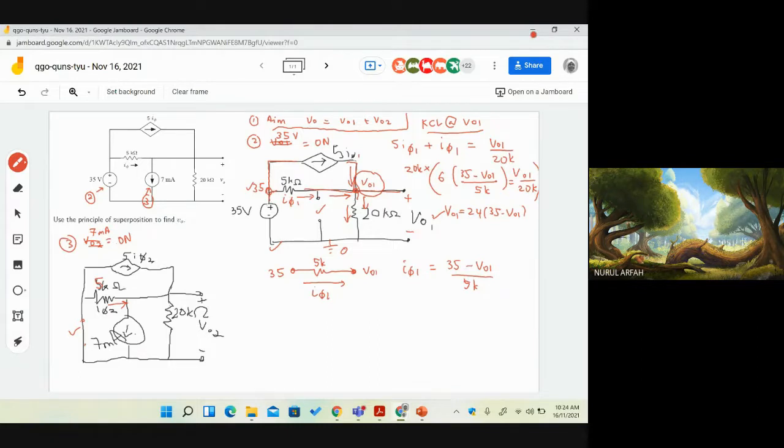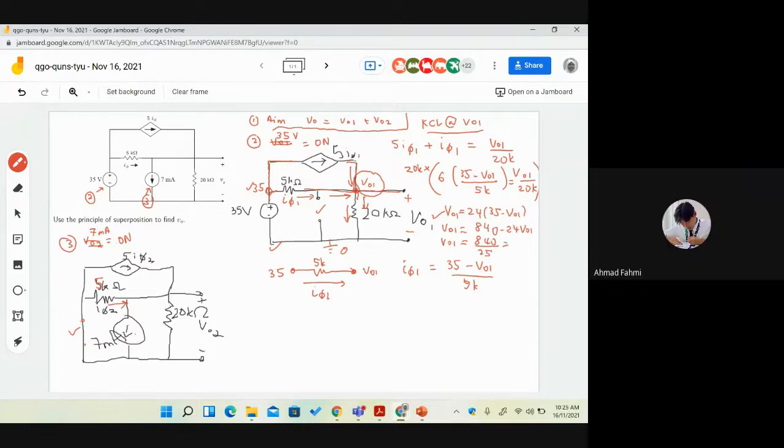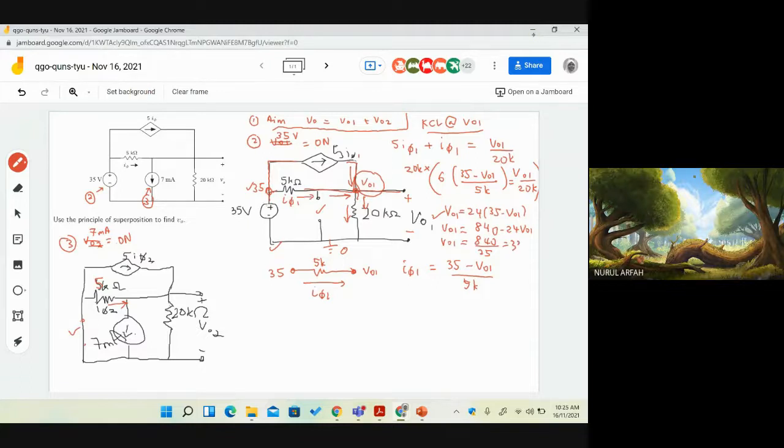Okay. Now this is 24 into 35. How much? I lost my notes, so I don't know how my answer turns out. I hope you guys also try so that we can compare our answers. This one is 24 V node 1, and then this is V node 1, plus. So we have V node 1 equals 840 divided by 25. Correct or wrong? Yes. Okay, good. And the answer is this one I got.